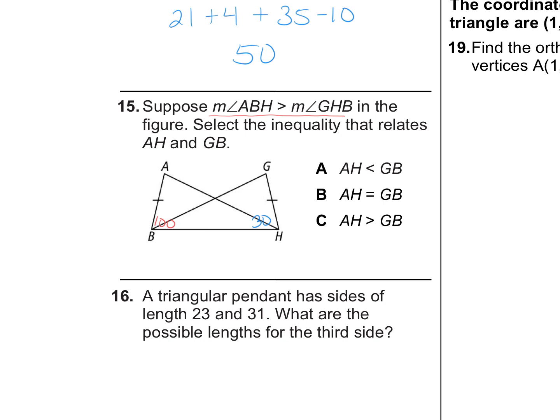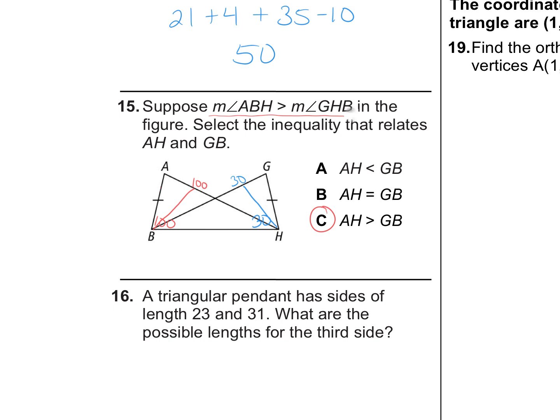What side is across from 100? AH is across from 100, so I'm just going to put 100 there. What side's across from 30? GB. So which side is bigger, AH or GB? AH is greater than GB. Because remember, the bigger angle is across from the bigger side. Smaller angles across from the smaller side. It all goes hand in hand.